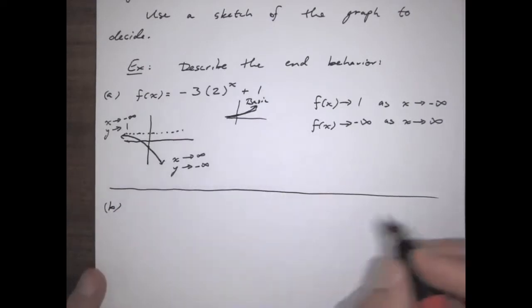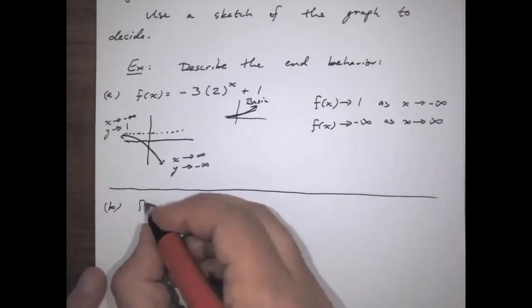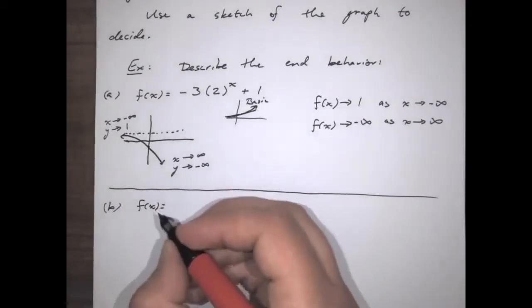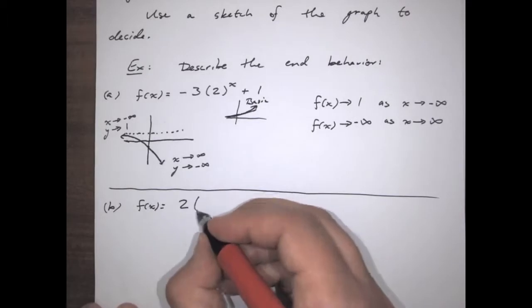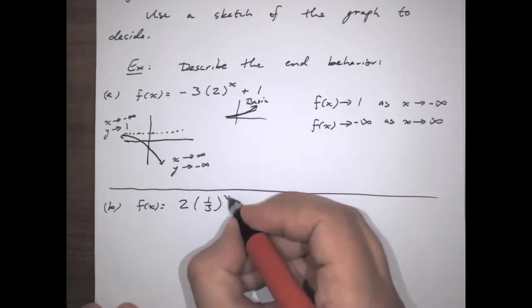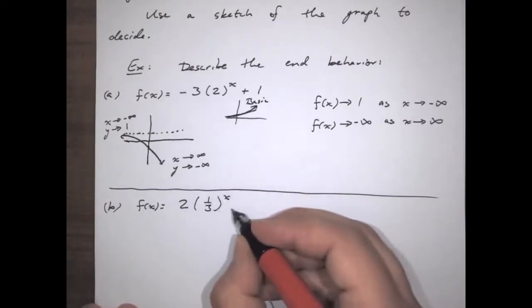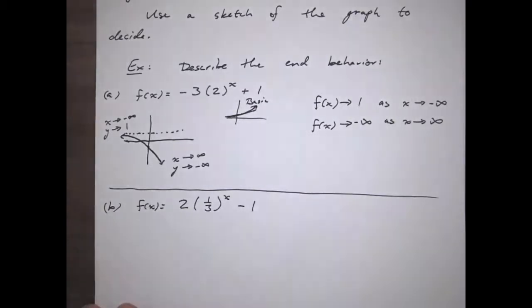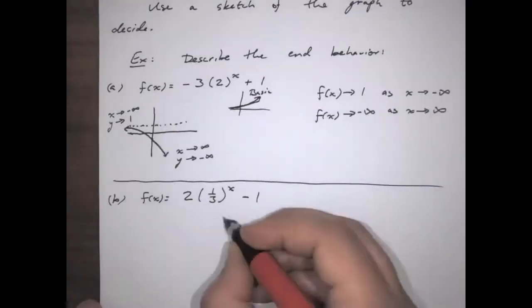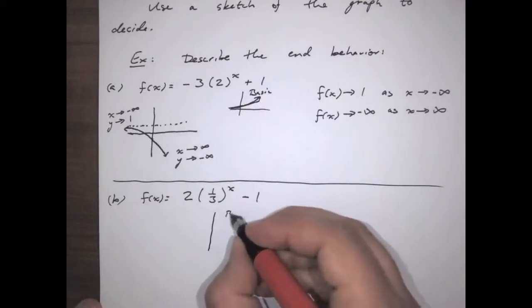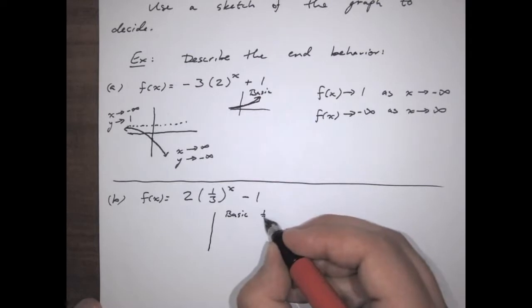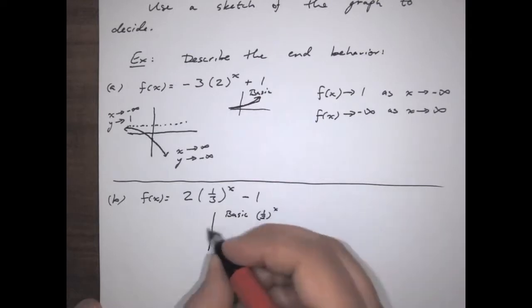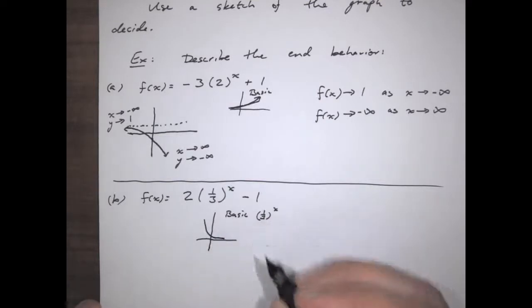And let's see, let's try another one. Let's go with f of x equals 2 times (1/3)^x, minus 1. So now the basic function is going to be (1/3)^x, which is a classic case of exponential decay.